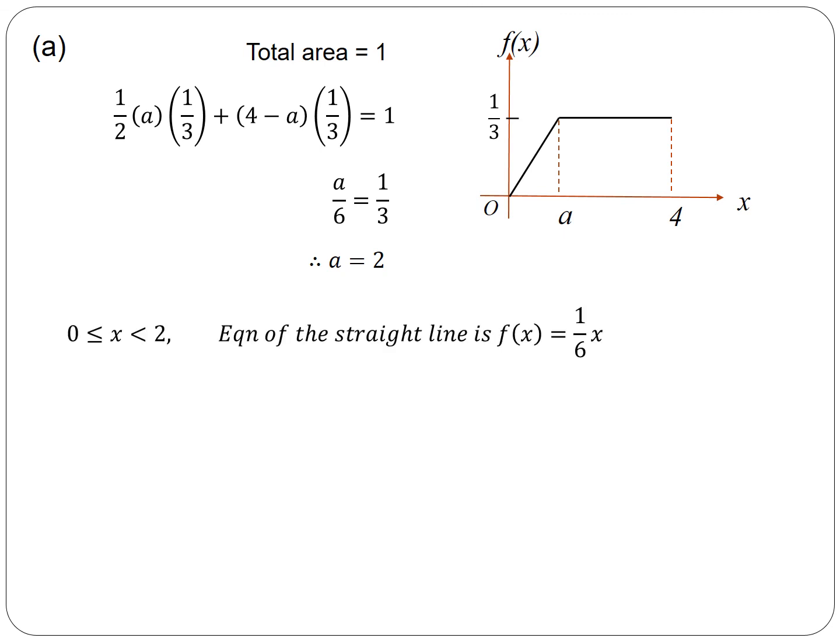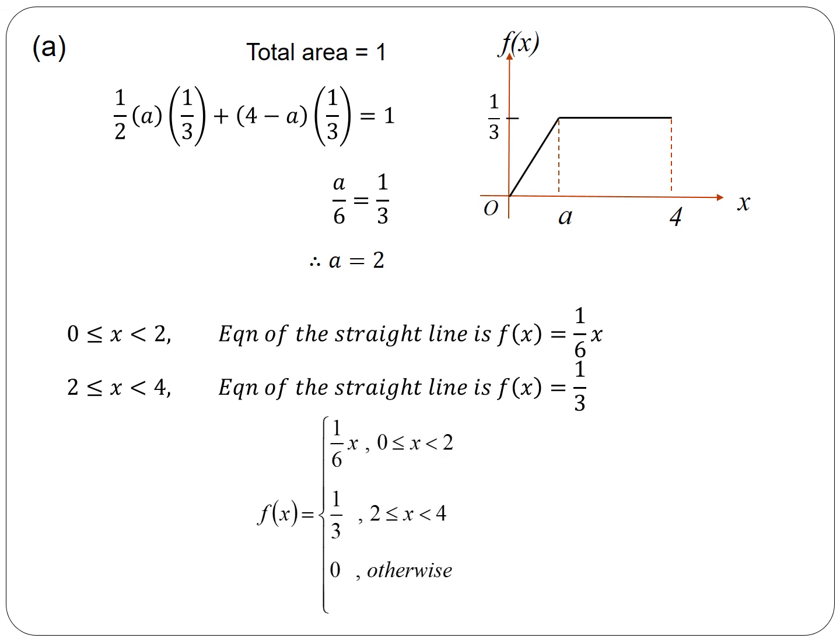So to define your f of x, okay, you look at the range of values of x from 0 to 2. The equation of the straight line is f of x equals 1 over 6 x. Again, make sure you know how to get the equation of the straight line. And from 2 to 4, the equation of the straight line is just 1 over 3. So when you define your f of x, the first one is 1 over 6 x from x equals 0 to 2, 1 over 3 from 2 to 4, and 0 otherwise. Okay?